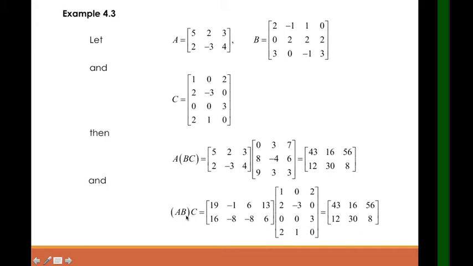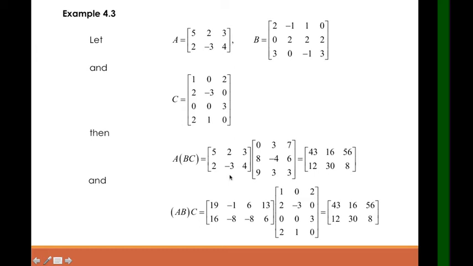Now how about quantity AB times C? For this one, we will multiply first A to B. So that's A times B, and you will get 19, negative 1, 6, 13, 16, negative 8, negative 8, and 6. And we will multiply the product of AB to C, which is 1, 0, 2, 3, I'm sorry, 2, negative 3, 0, 2, 0, 0, 3, 2, 1, 0, and you will get the same.